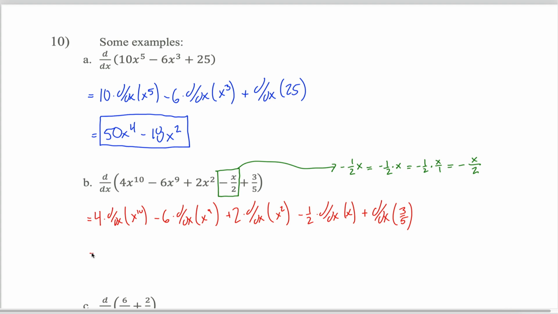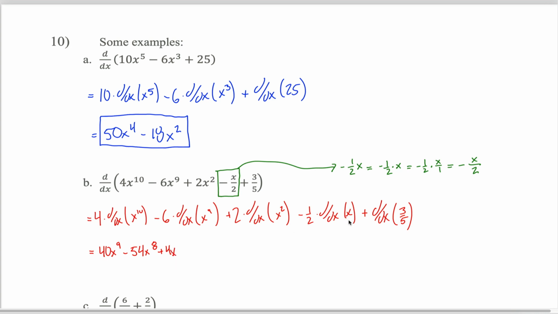Can we jump straight from here to the final answer? I think that's reasonable. The derivative of x to the 10th is 10x to the 9th. The 10 and the 4 give me 40, so I get 40x to the 9th power. The derivative of x to the 9th is 9x to the 8th. The 9 times the 6 is negative 54x to the 8th power. The derivative of x squared is 2x. This 2 times that 2 gives me 4x.